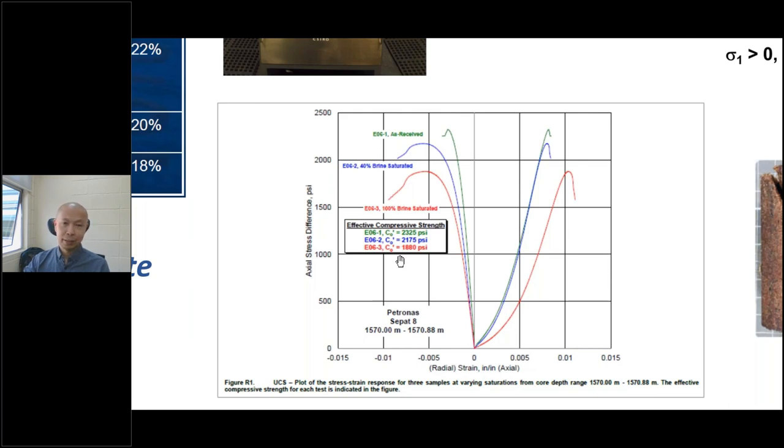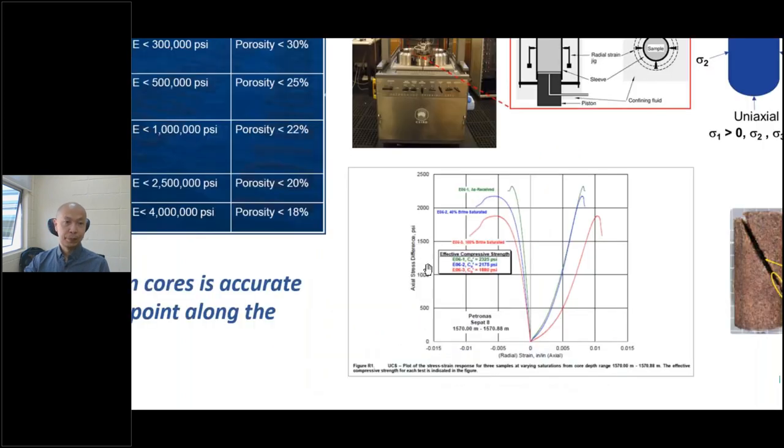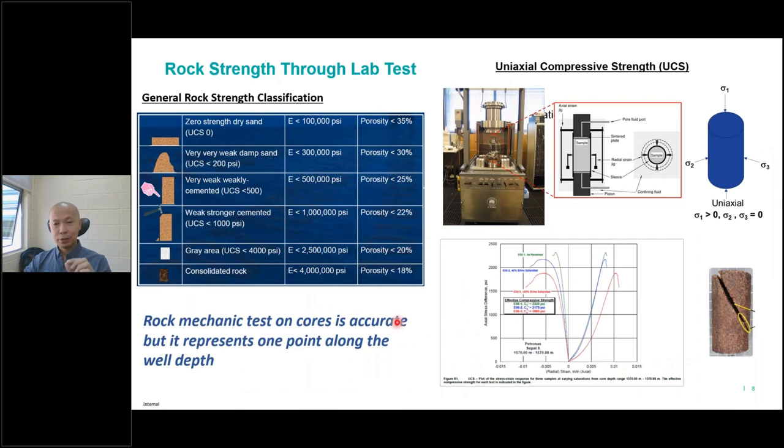We can sensitize the test with different conditions. For example, as it is with the native fluid inside the specimen, or we can also saturate the core with water. So the three graphs here are at three different conditions. This is considered an accurate test to measure Young's modulus, because we measure the stress and strain, and we also get the UCS value.